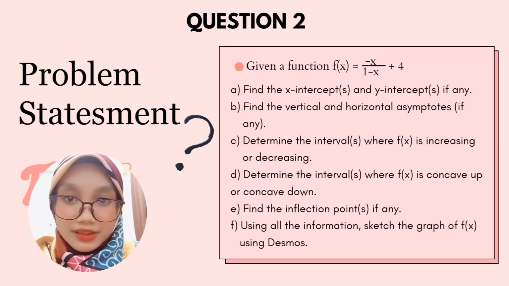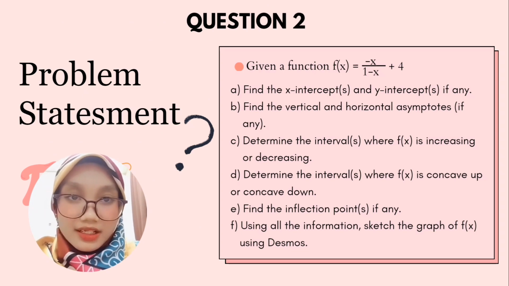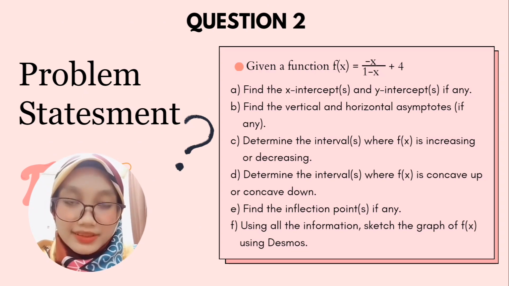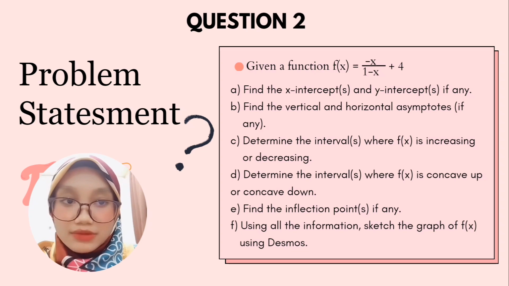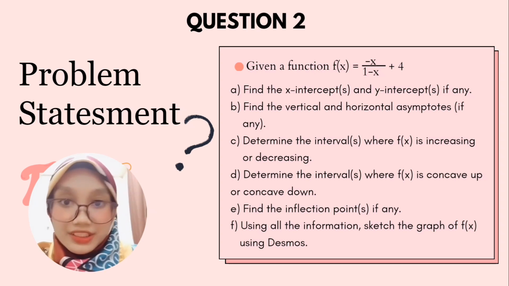Before we proceed to the solution of analysis of functions, let's take a look at the problem statement first. Given a function f(x) equals negative x divided by 1 minus x, plus 4. A. Find the x-intercepts and y-intercepts if any. B. Find the vertical and horizontal asymptotes if any. C. Determine the intervals where f(x) is increasing or decreasing. D. Determine the intervals where f(x) is concave up or concave down. E. Find the inflection points if any. And lastly, using all the information, sketch the graph of f(x) using decimals.